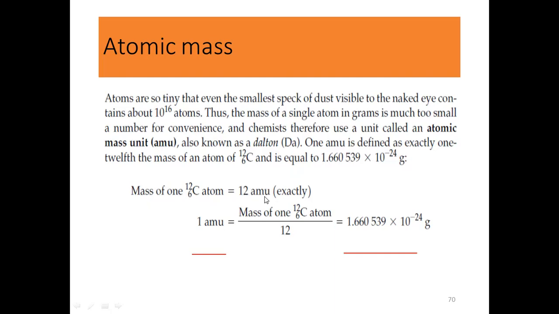So if you want to get 1 AMU, you divide the mass of one carbon-12 atom by 12. 1 AMU is equal to the mass of one carbon-12 atom divided by 12, and by calculation this is equal to 1.660539 × 10^-24 gram. Simply, one atomic mass unit has a weight of 1.660 × 10^-24 grams.